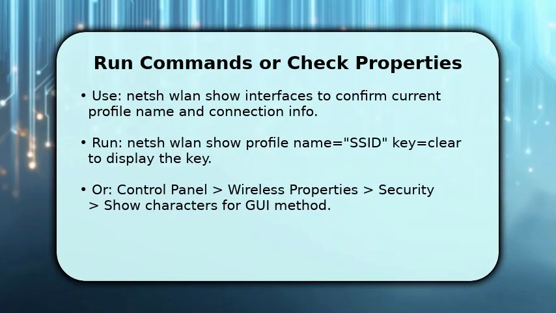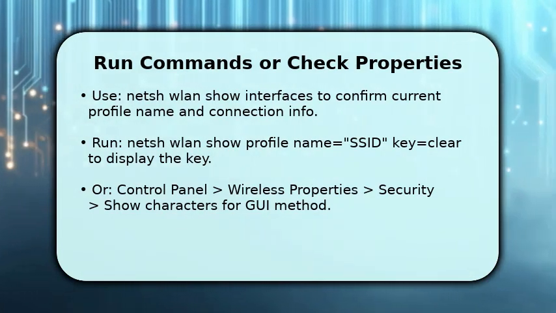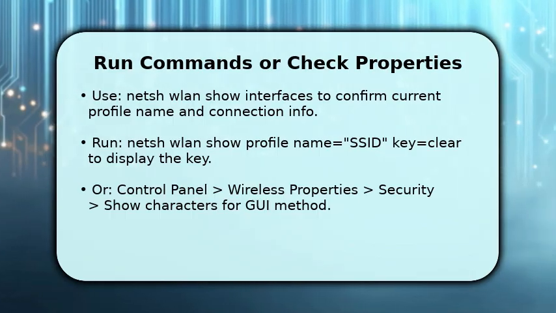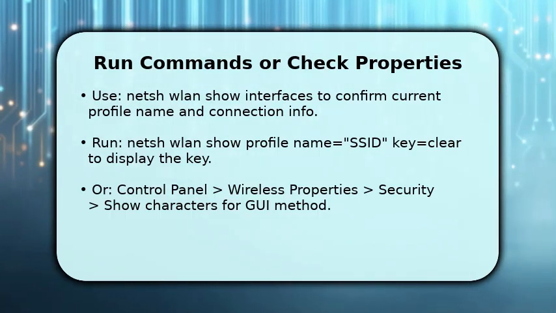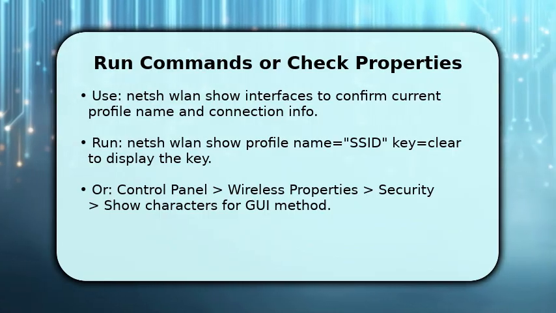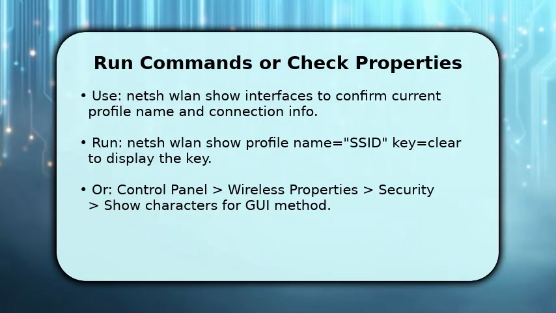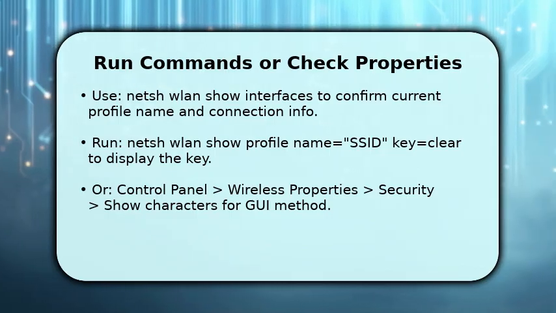Next, you gather the profile identifier and reveal the key. First, run netsh wlan show interfaces to confirm the connected profile name. Then run netsh wlan show profile name=your SSID key=clear. Look for the key content line.